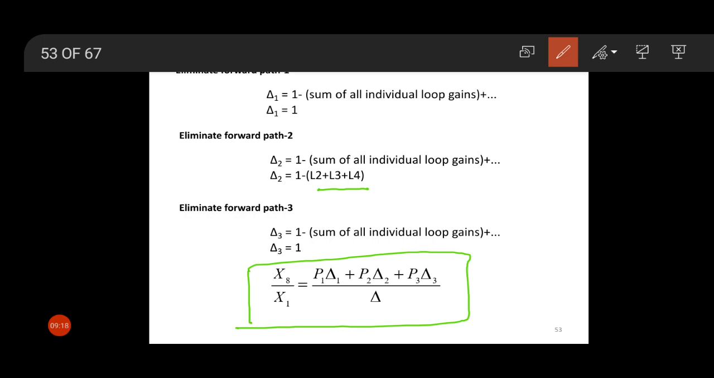Thank you student. Today I have finished Mason's gain formula, and we have seen how we calculate the transfer function of a signal flow graph using Mason's gain formula. So today I will stop here. Thank you.